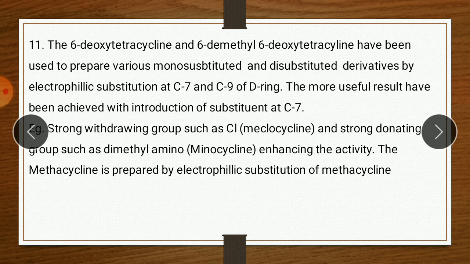11th point, that 6-deoxy tetracycline and 6-demethyl 6-deoxy tetracycline have been used to prepare various monosubstituted and disubstituted derivatives by electrophilic substitution at carbon 7 and carbon 9 of D ring. The more useful results have been achieved with introduction of substituent at carbon 7. So neither methyl group nor hydroxyl group of 6th position is required. Therefore this compound is called 6-demethylated 6-deoxy tetracycline. This type of compound is used to prepare new tetracycline. For example, here a strong withdrawing group such as chloro in case of meclocycline and a strong donating group such as dimethylamino in case of minocycline enhance the activity. The minocycline is prepared by electrophilic substitution of metacycline.